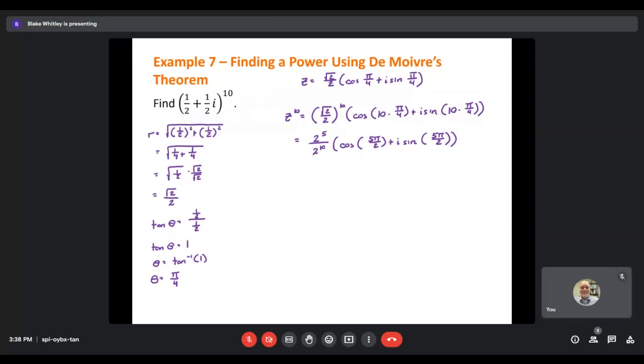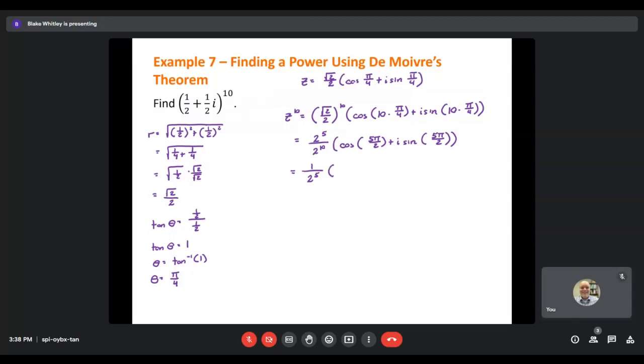All right, now my goal here is to actually find a value for 1/2 plus 1/2 i, all raised to the 10th. So I need to simplify all of this down now. Well, if I look at this first part, 2 to the 5th over 2 to the 10th is going to give us 1 over 2 to the 5th power, because I can just subtract those exponents when I'm dividing since the bases are the same. So we get 1 over 2 to the 5th.